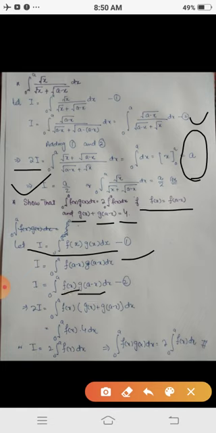Now adding these two, 2I equals integral 0 to a of f(x) common, times g(x) plus g(a minus x). But this g(x) plus g(a minus x) is 4, so it is simply 2I equals 4 times integral 0 to a of f(x) dx, that is simply I equals twice integral 0 to a of f(x) dx. But I is integral 0 to a of f(x) g(x) dx, which equals twice integral 0 to a of f(x) dx, hence proved.